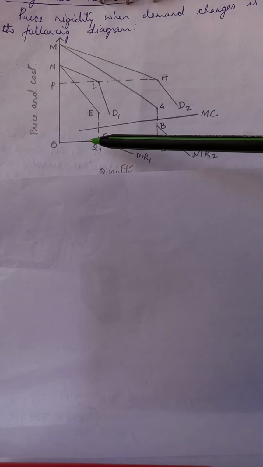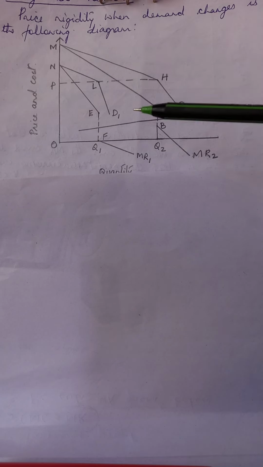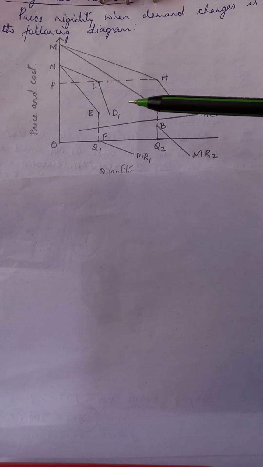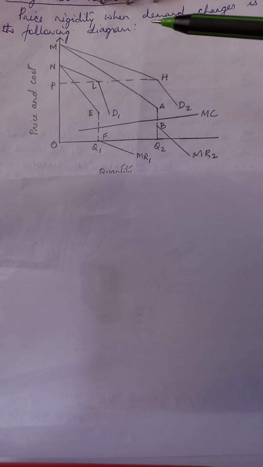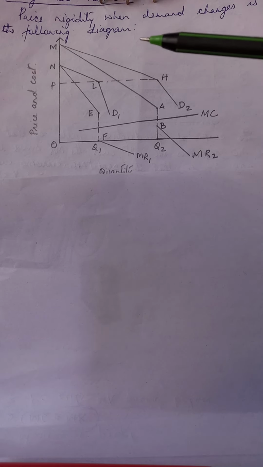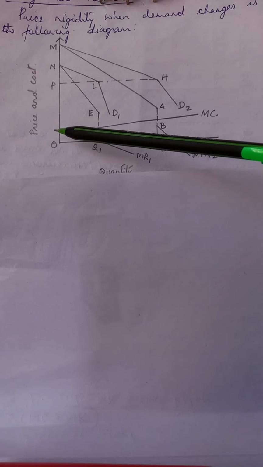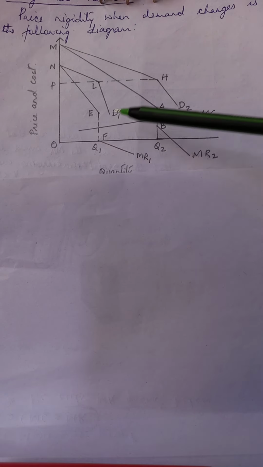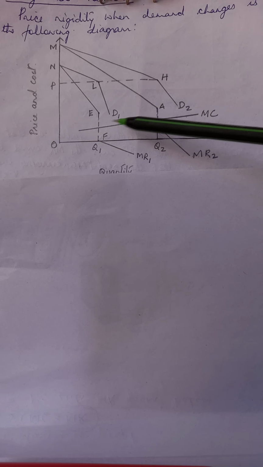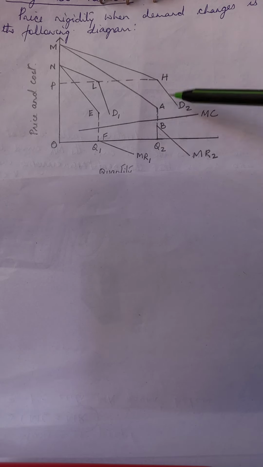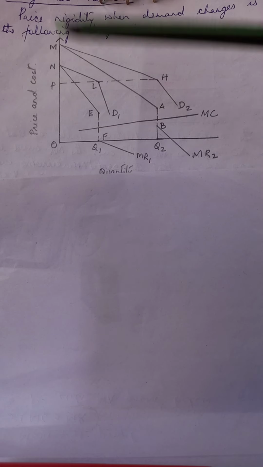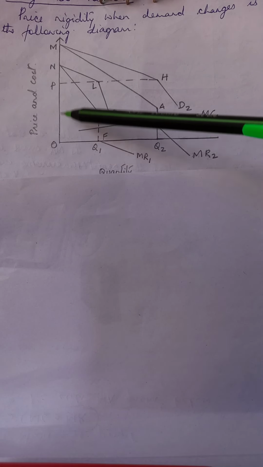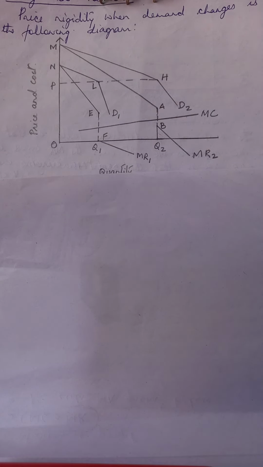But the only difference is that there will be a reduction in the output. That means output will decrease from OQ2 to OQ1. And so long as the marginal cost curve cuts the marginal revenue curve within this discontinuous portion, the same price will prevail in the market.